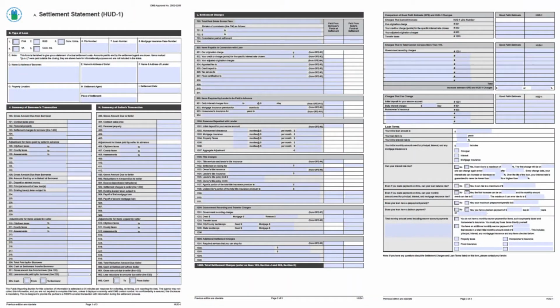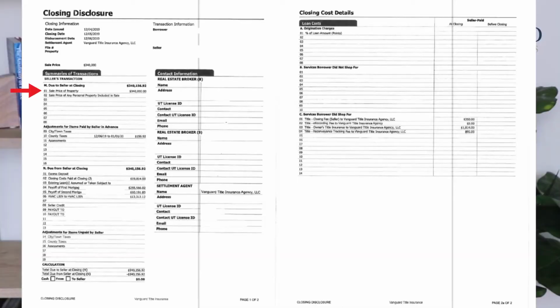To document the value of the asset, the appraisal or tax assessor's statement showing the fair market value is needed. Sites like Zillow or Trulia may not be the most accurate, so it wouldn't be best practice to use these sites. To establish what the asset was sold for, the closing settlement statement should be obtained, and we'll use line M1 of the closing disclosure.